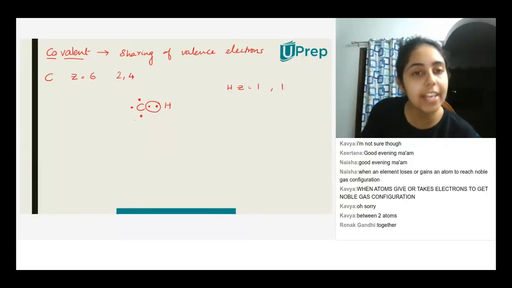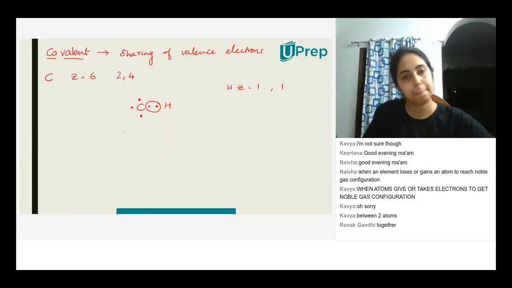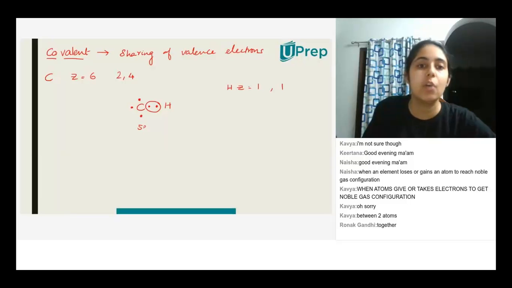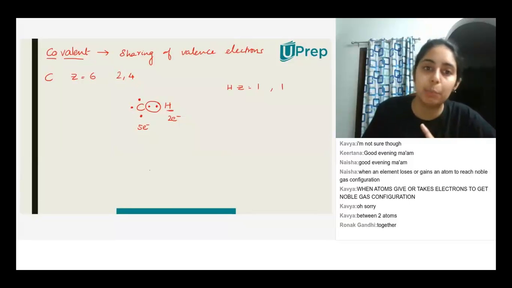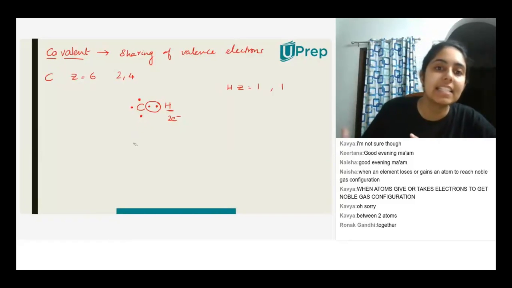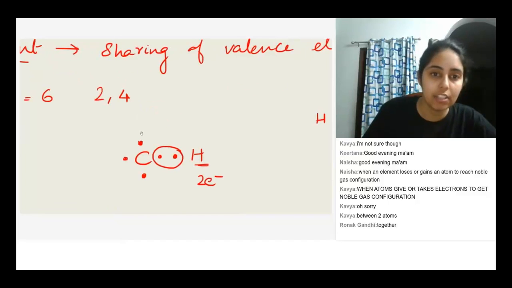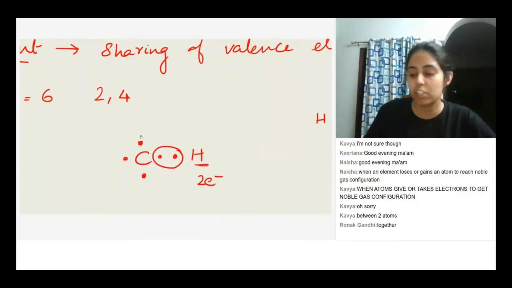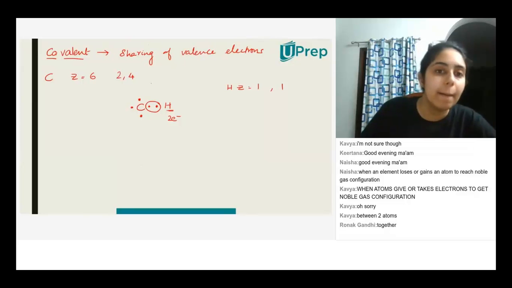Now after sharing, how many electrons does carbon have? 5. 5 electrons. What about this hydrogen? 2 electrons. 2 electrons. Very good. So hydrogen has completed its duplet rule, but carbon has not completed its octet rule. So what will happen? These three electrons will require 3 more hydrogens.